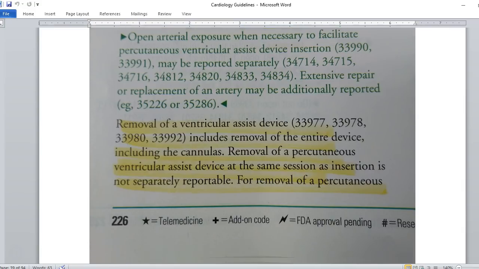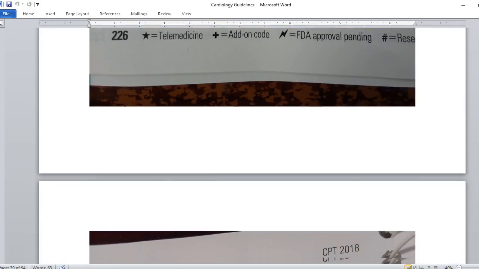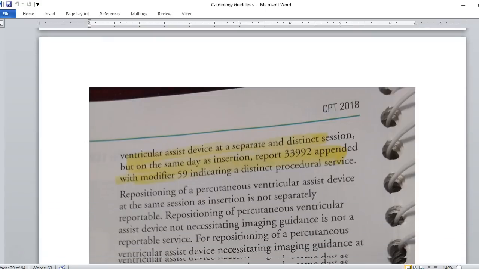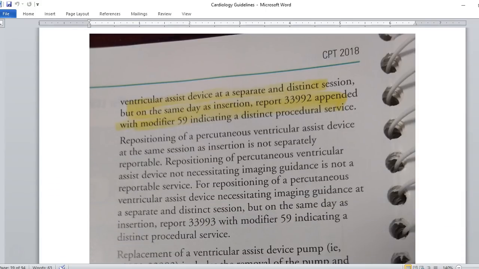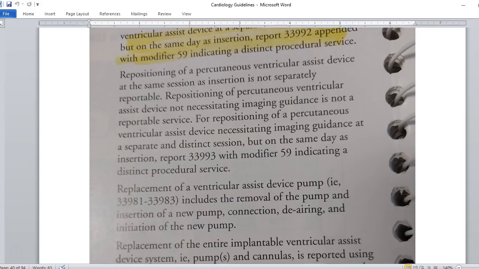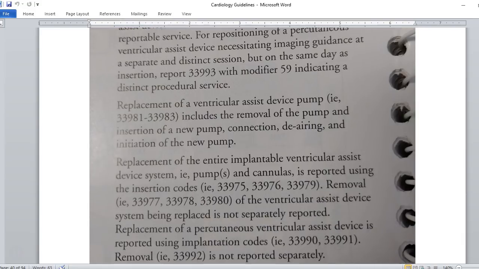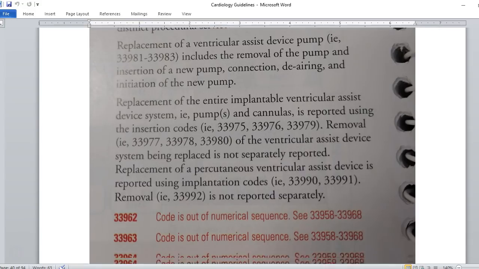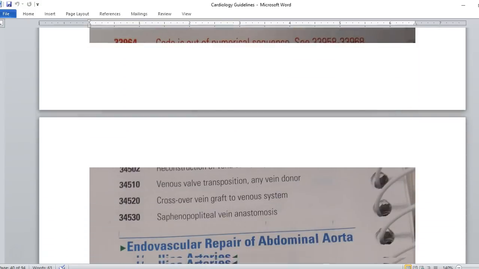For removal of a percutaneous ventricular assist device at a separate and distinct session, but on the same day as insertion, report 33992 appended with modifier 59, indicating a distinct procedural service. Again, it tells you repositioning of a percutaneous ventricular assist device at the same session as insertion is not separately reported. Very similar to ECMO. If it's being done during the same session, we do not report it. But again, if the patient is back in their room and we have to reposition it, then that could be separately reportable because it's not necessarily during the same surgical session.